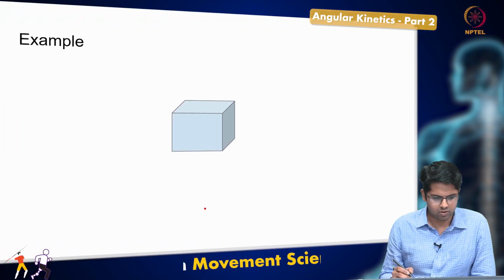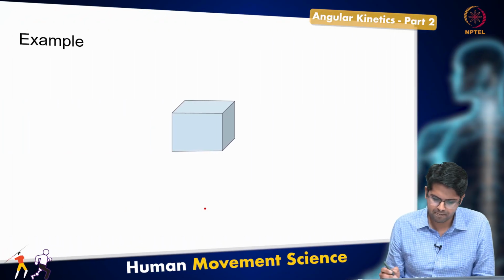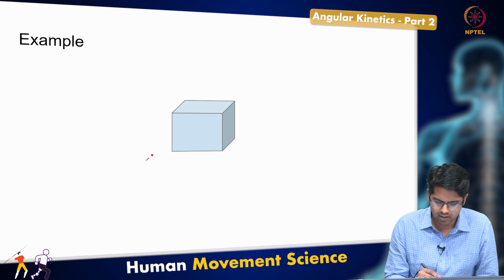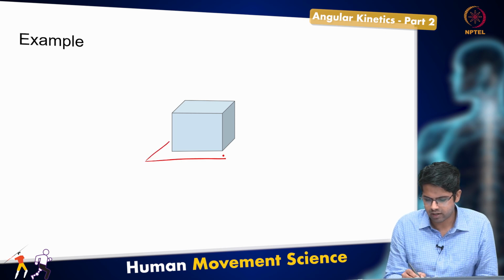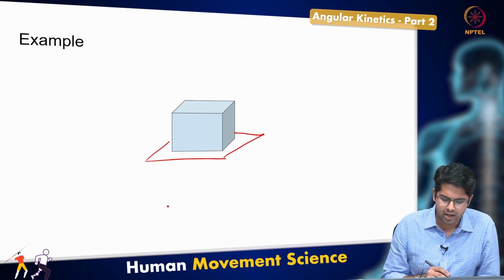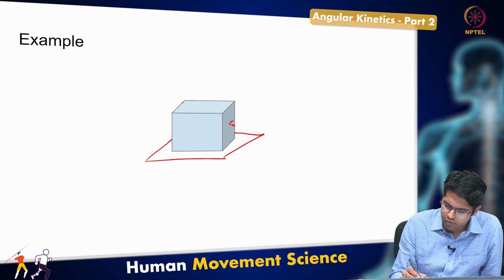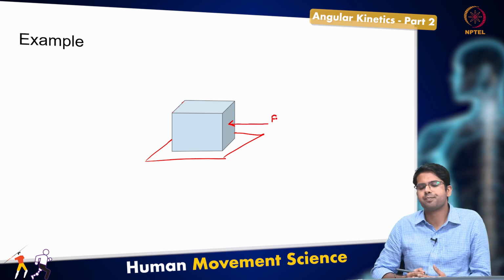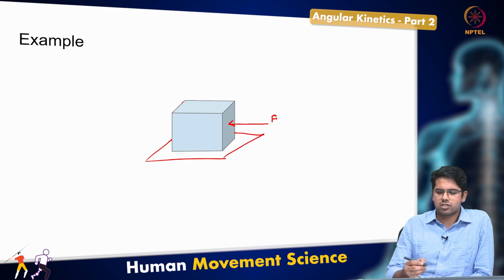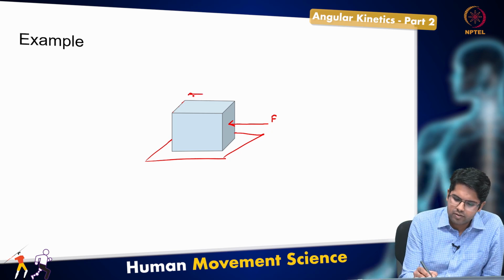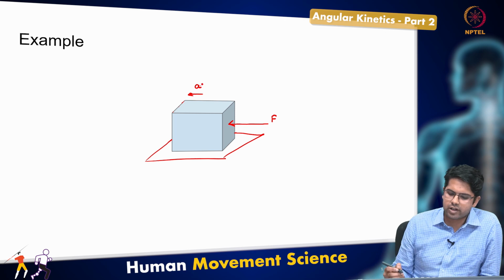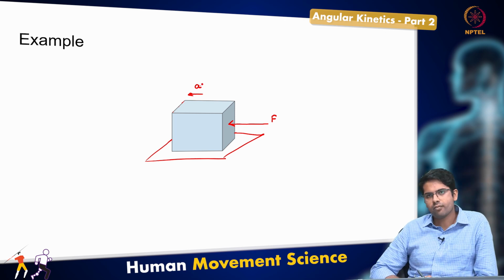So let's go. So this is a box. Let's say it is sitting on a surface, okay, and a force acts right in the middle, which causes this box to start moving with a certain acceleration.